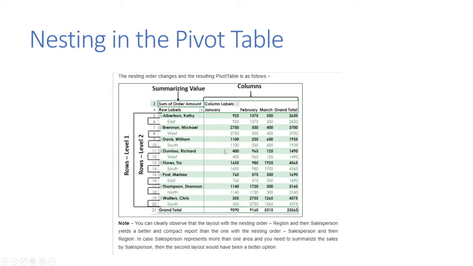So the nesting order changes and the resulting pivot table is as follows. So you have the name, and then we have the region. Name and then region. So you can clearly observe that the layout with the nesting order, region, and then salesperson yields a better and compact report than the one with the nesting order, salesperson, and then region. In case salesperson represents more than one area and you need to summarize the sales by salesperson, then the second layout would have been a better option. So this is the second layout.